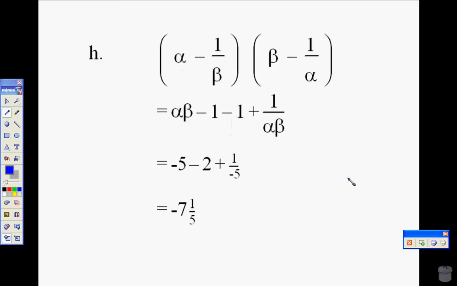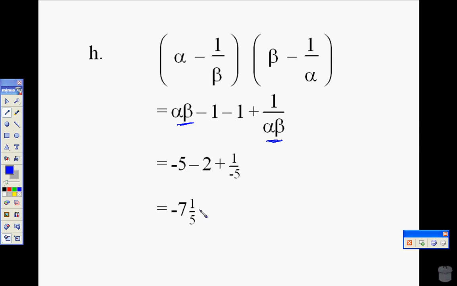And the final part here, we have to expand our brackets. Alpha times beta is alpha beta. Alpha times 1 over alpha, that multiplies just to give us 1. 1 over beta times beta gives us 1 again. And 1 on beta times 1 on alpha gives us 1 on alpha beta. Product of the roots, do our substitution, throw it into the calculator to give us minus 7 and 1/5.